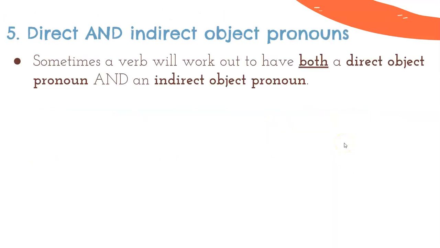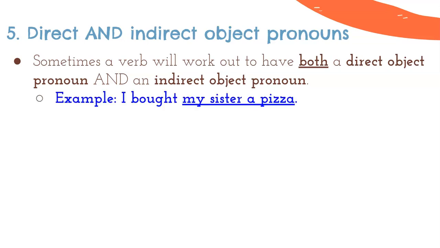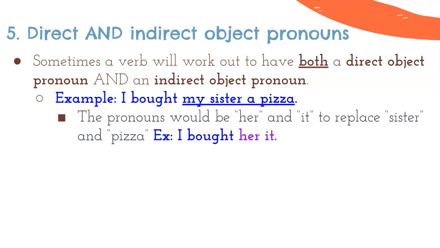Some verbs are going to have both. They can take either, or sometimes you'll have a sentence that has both a direct object and an indirect object pronoun. So coming back to this combo of examples, we have the sentence, I bought my sister a pizza. We've got two pronouns like we previously established. I could replace my sister with her, and I could replace a pizza with it. So I bought her it. This sentence on its own doesn't make a lot of sense. So just a good reminder that we only use these object pronouns when we have the context of already knowing what we're talking about.